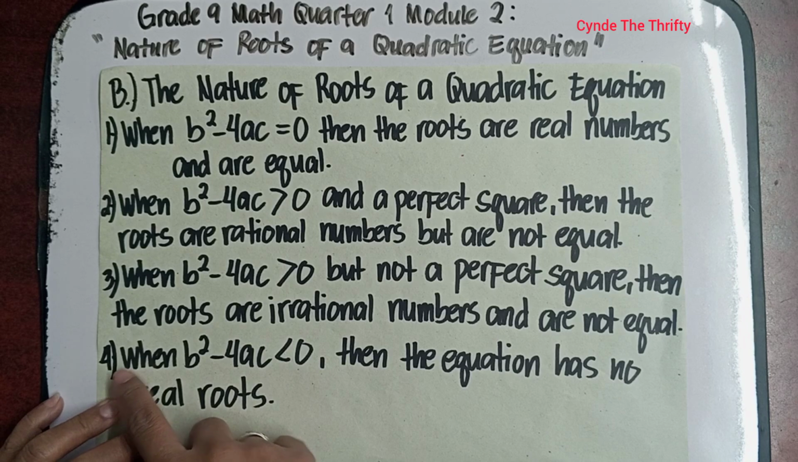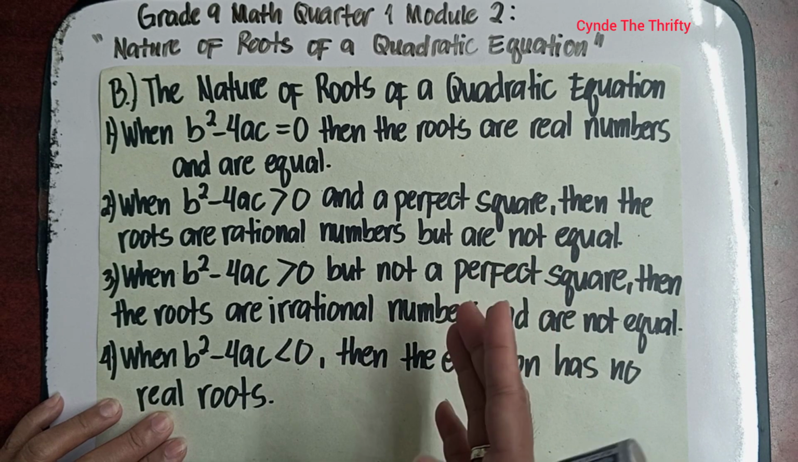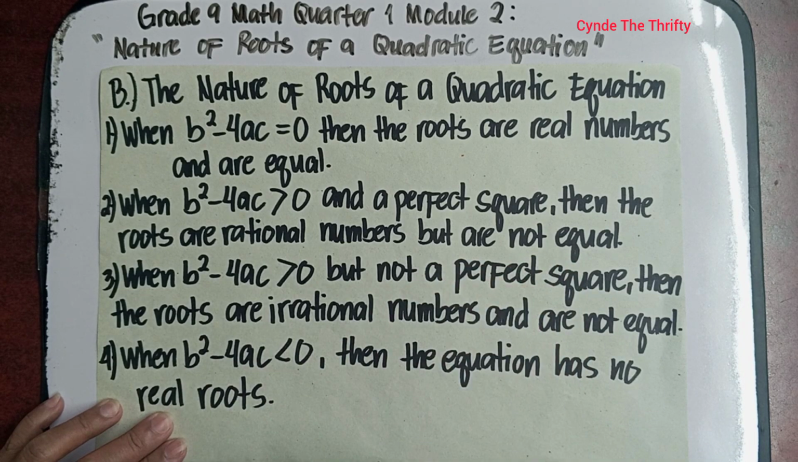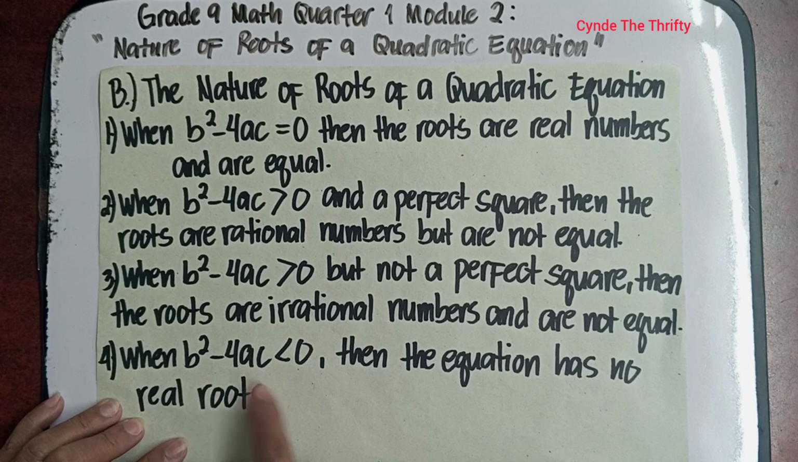And then lastly, when b squared minus 4ac is less than 0. Okay, so kung ang value ng iyong discriminant is less than 0, ano ba yung mga number na less than 0? Ito yung mga negative numbers. Then, the equation has no real roots. Okay, so yung equation natin, wala siyang real roots.